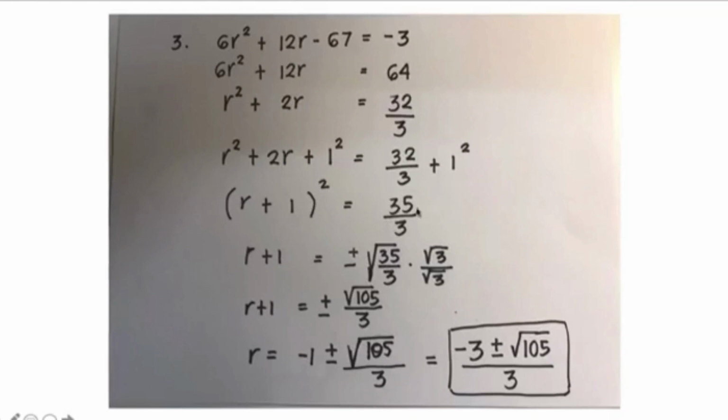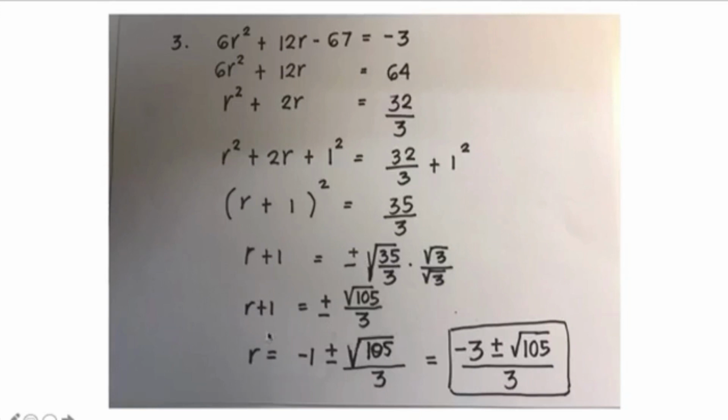The square root of 35 over 3 is plus or minus the square root of 35 over 3. But there is a radical in the denominator, so we rationalize by multiplying by the square root of 3 over the square root of 3. Square root of 3 times square root of 3 becomes 3. And then 35 times 3 is 105, so you get the square root of 105. All the rest are copied.